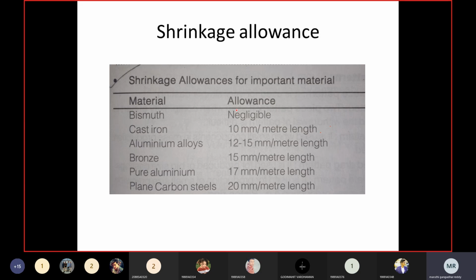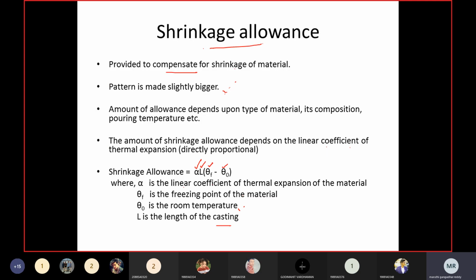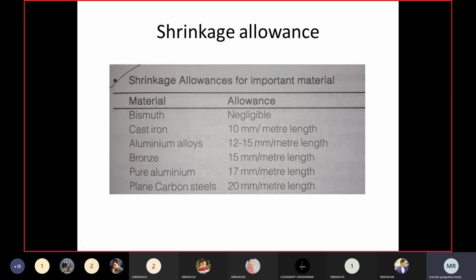Remember, these are all the shrinkage allowances which we are providing on the pattern. Why? Because in order to compensate for the shrinkage of the material from liquid to solid, the pattern is made slightly bigger in size. So what is that bigger value for each and every material? It will depend upon the linear coefficient of thermal expansion.